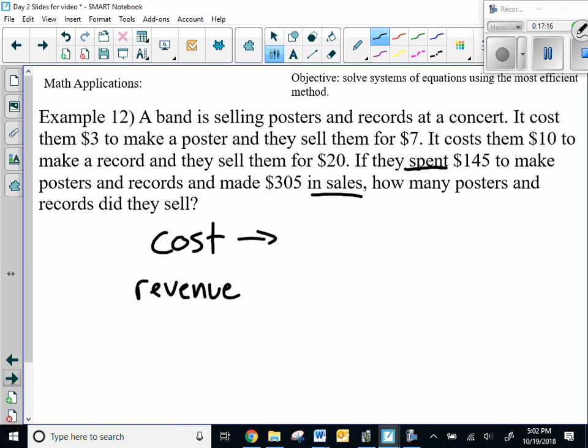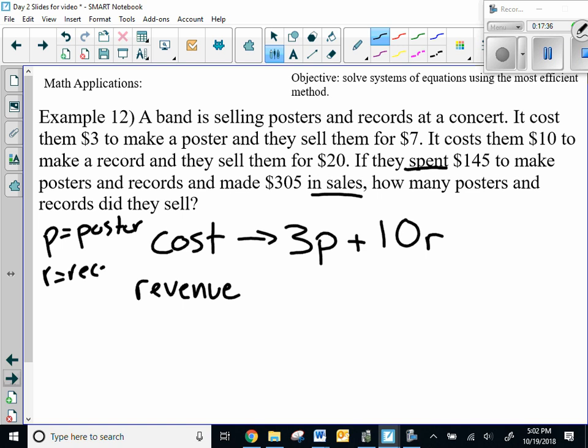So for our first equation, it cost them $3 to make a poster. So they paid $3 for every poster, P equals poster. And then it cost them $10 to make every record, so R will be record. We'll do 10 times R, the number of records they made. And the cost to them was a total of $145. So this is our first equation.